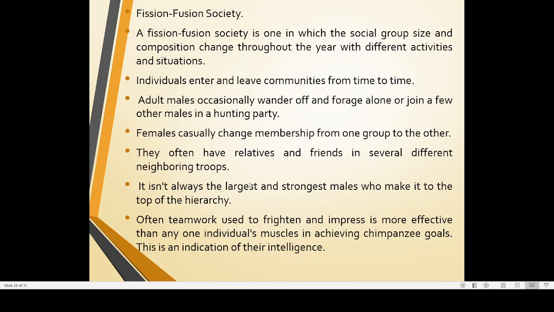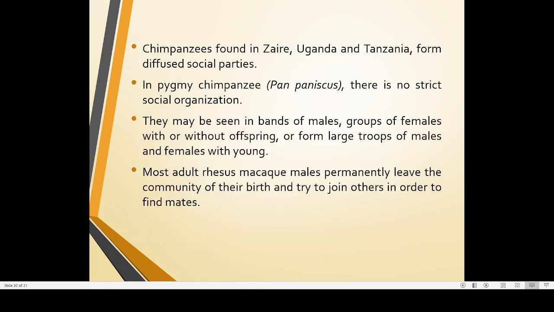So that is commonly present in the case of chimpanzee, and often teamwork is used to frighten and impress more effectively, because if more predators are there, like a leopard or tiger, a larger group may be more effective and more powerful in protecting the colony. So depending on their social need, they may sometimes form smaller colonies, sometimes larger colonies. That is the case in the chimpanzee that we are finding in Zaire, Uganda, Tanzania, etc.